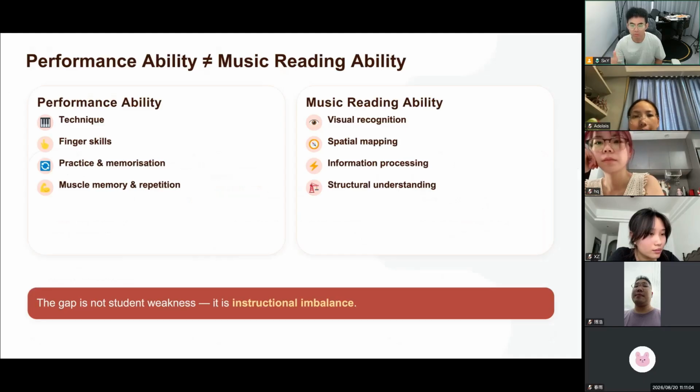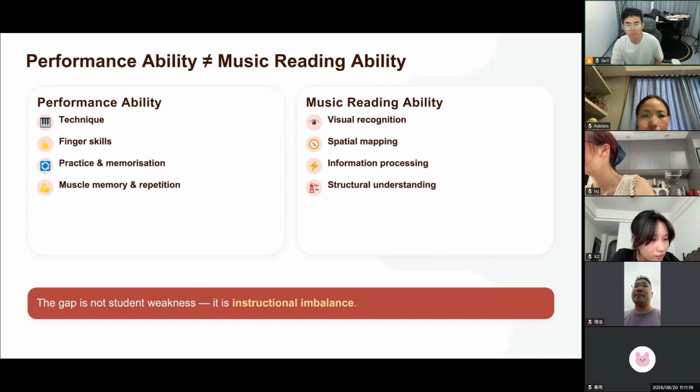Piano learning includes different abilities. Performance ability includes technique, finger skills, practice, memory. But music reading also requires visual recognition, spatial understanding, prediction, understanding of musical structures. Therefore, a student can be a good performer but still be a weak sight reader.